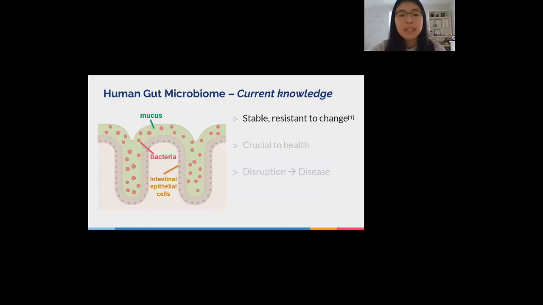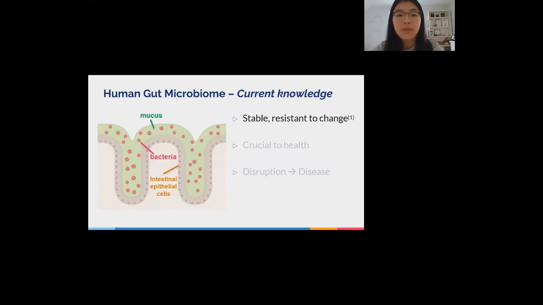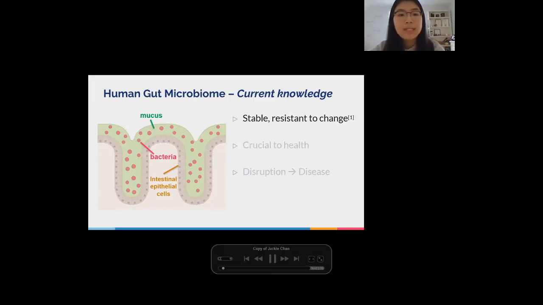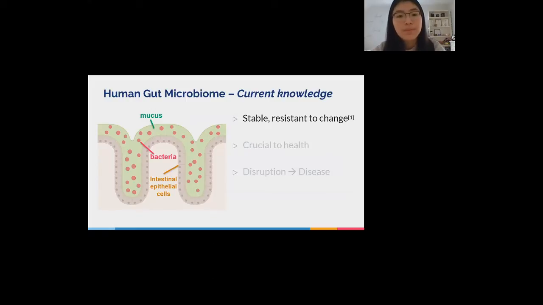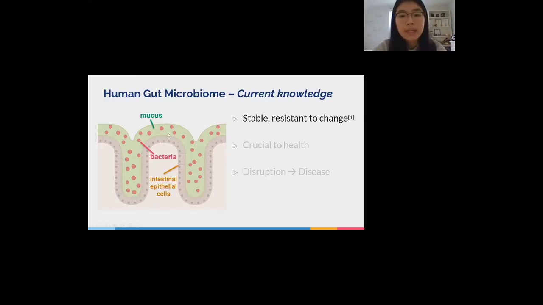Our gut bacteria, or gut microbiome, which is the collection of gut bacteria in our intestines, is not a random assortment of bacteria that we eat. It is actually a stable ecosystem of bacteria that is resistant to change. As shown in the diagram on the left, gut bacteria inhabit or colonize the mucus layer, which is in green, and the bacteria are in pink. The mucus layer is directly on top of the intestinal epithelial cells.